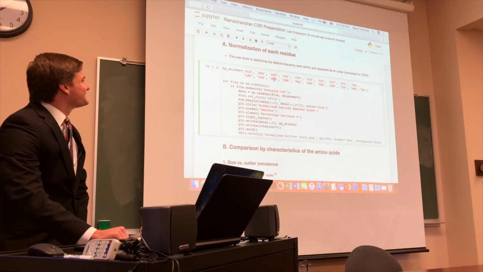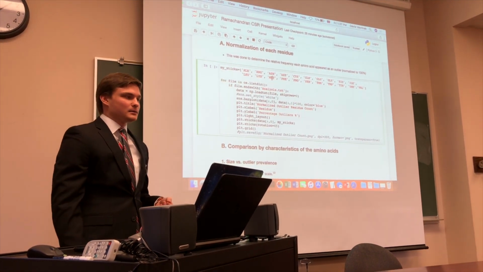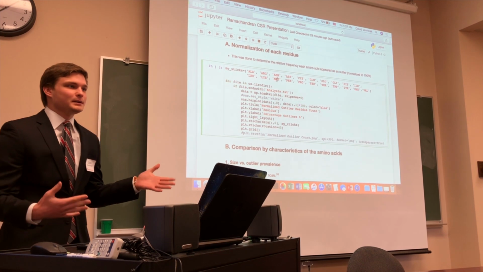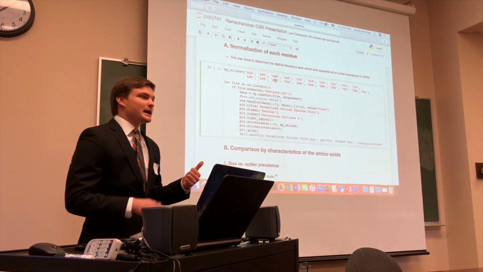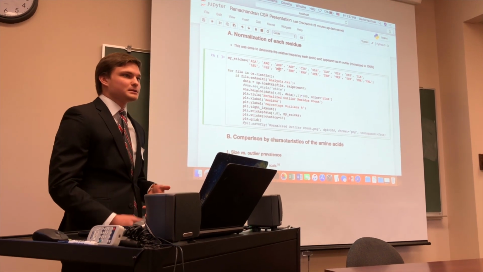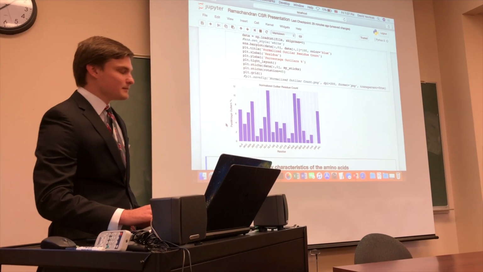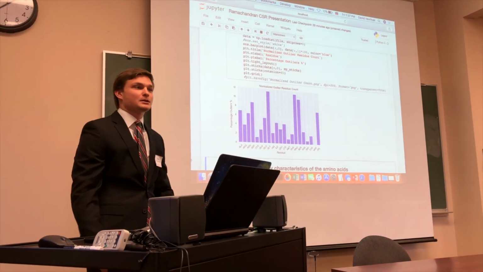We normalized the residue, which means we looked at how many, for example, alanine is one of the amino acids. We looked at how many alanines consisted of the entire representation of outliers. So if we say 7% alanine, that means 7% of all the outliers are alanine.